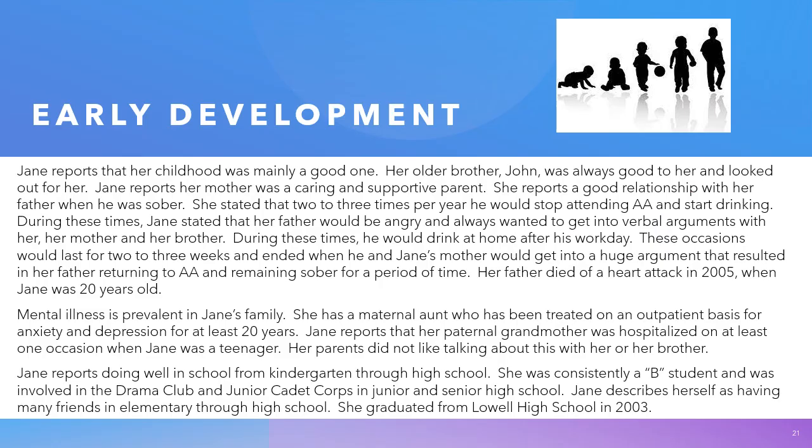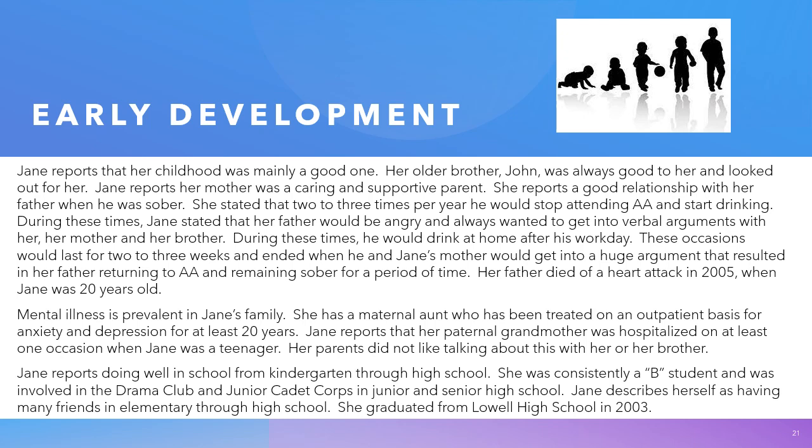Early Development. Summarize the individual's early developmental history, family life, and pertinent family history. Include any history of learning difficulties, barriers to learning, and any special communication needs. Jane reports that her childhood was mainly a good one. Her oldest brother, John, was always good to her and looked out for her. Jane reports her mother was a caring and supportive parent.